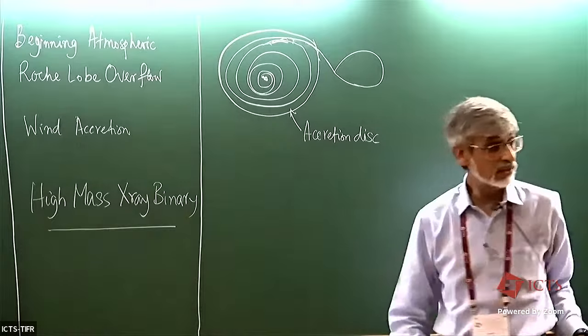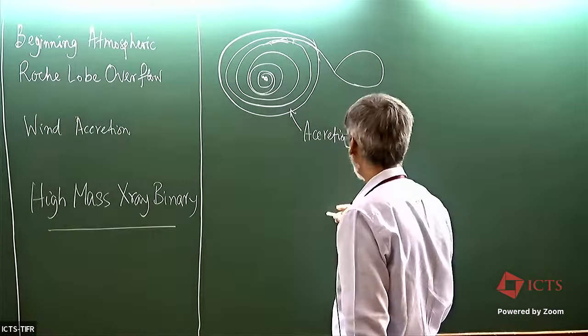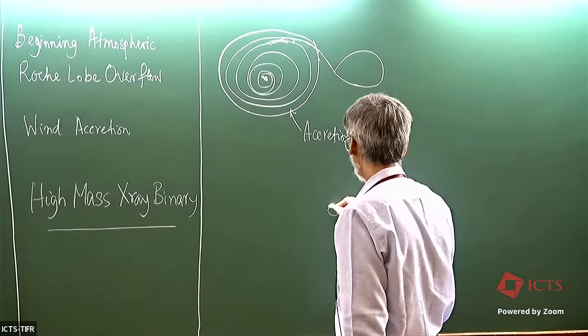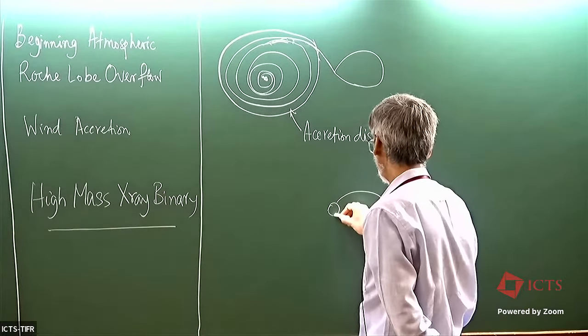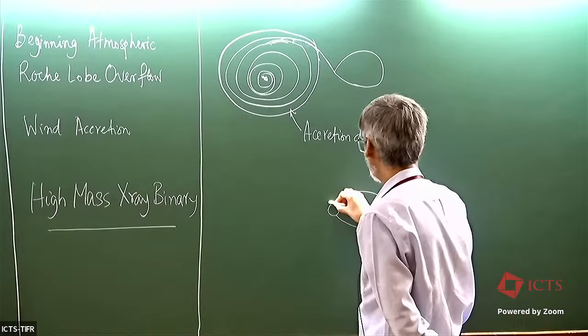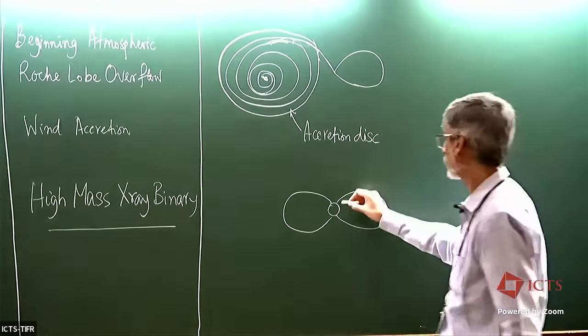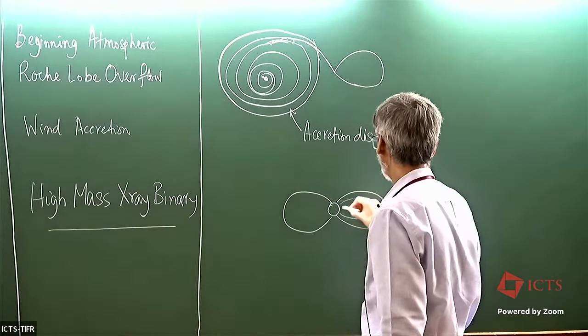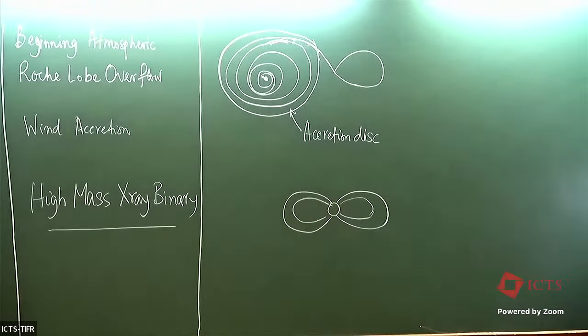We said yesterday that neutron stars are characterized by strong magnetic field and fast rotation, right? So if I now zoom in on the inner part, you have a neutron star, and let's say it has a dipole magnetic field. Imagine the accretion disk is trying to cross this magnetic field. When the field is weak, it's no problem.